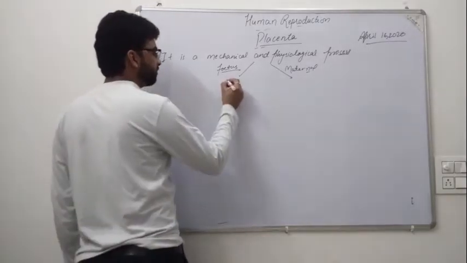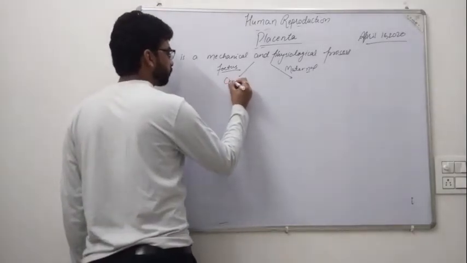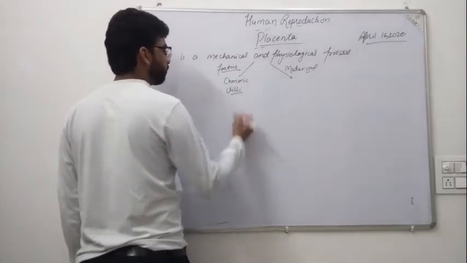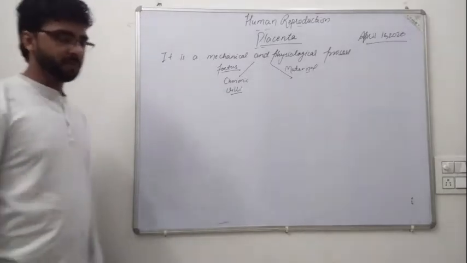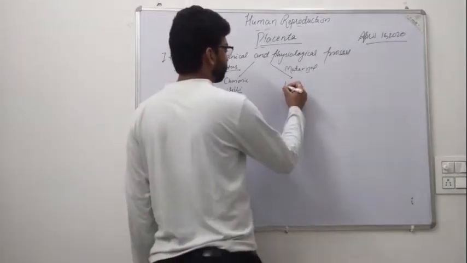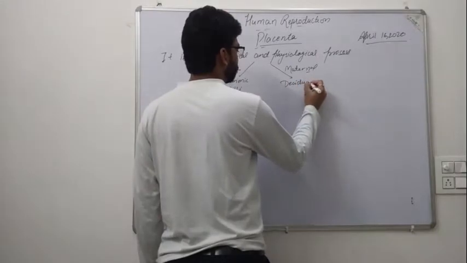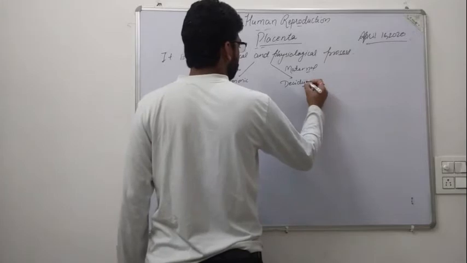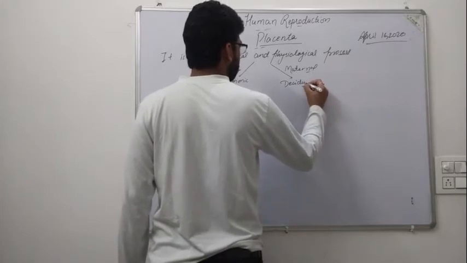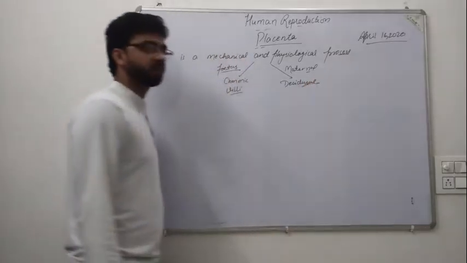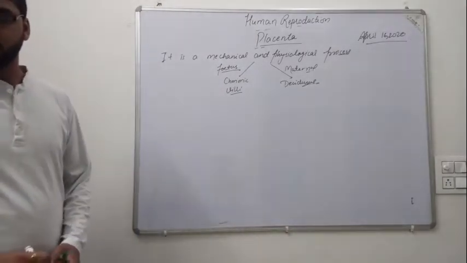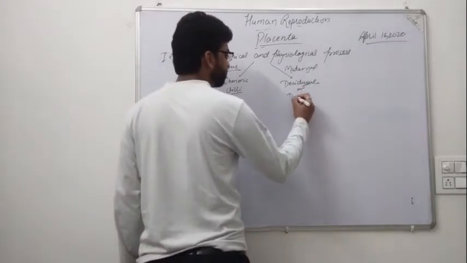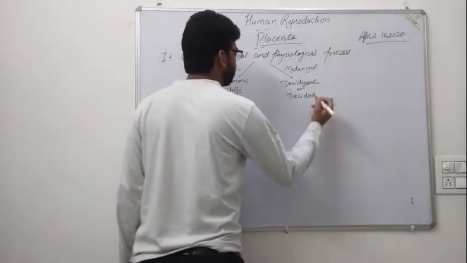The fetus part is chorionic villi and the maternal part is decidual, or deciduous, or decidual, or sometimes it's called decidua.